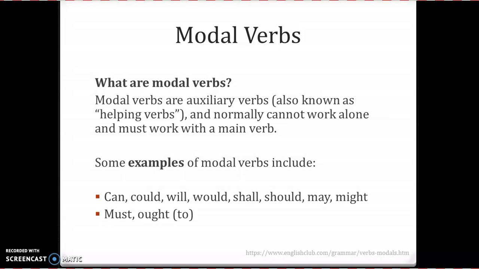What are modal verbs? Modal verbs are auxiliary verbs, also known as helping verbs, and normally cannot work alone and must work with a main verb. Some examples of modal verbs include can, could, will, would, shall, should, may, might, must, and ought to.